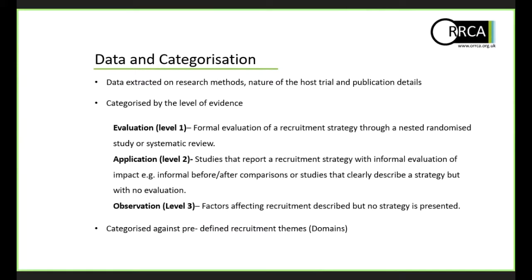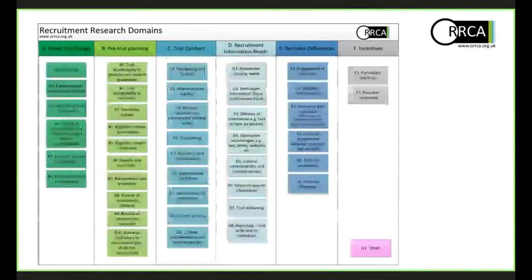And then finally, the reviewers also categorized articles against a predefined recruitment schema, looking at recruitment themes and domains. There are about 42 domains that were grouped under 5 headings. You can see them there: novel trial design, pre-trial planning, trial conduct, information needs, recruiter differences, and incentives. This PDF is available on the ORCA website if you want to look at it in any more detail.